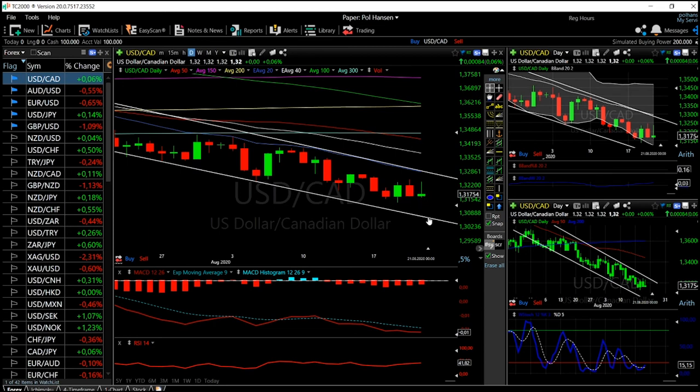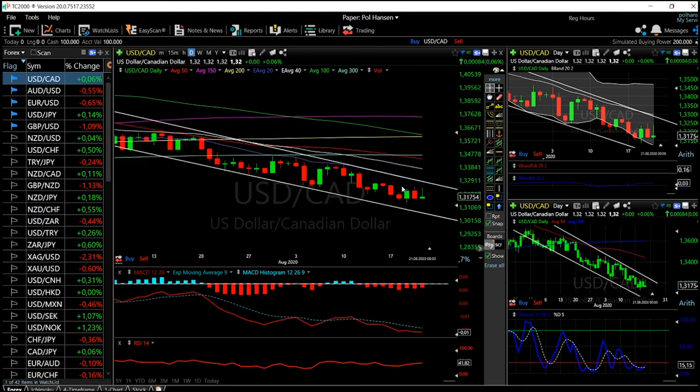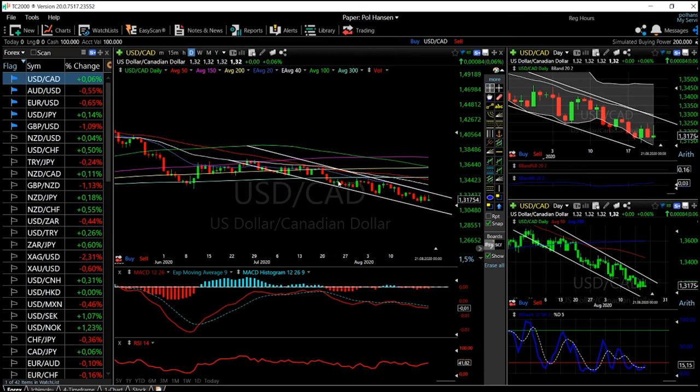If we go down, it is a buying opportunity. If we go up, it's a selling opportunity. And that's why I love trading channels. They are very, very predictable. And as long as this resistance area and support area is not broken, it's like playing ping pong. It's just sell on the highs and buy on the lows and so on.